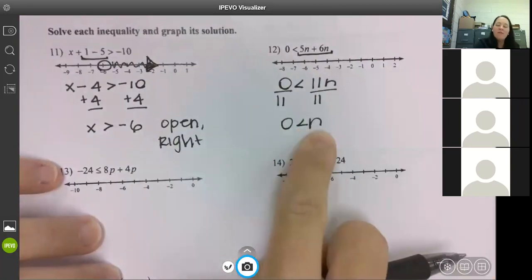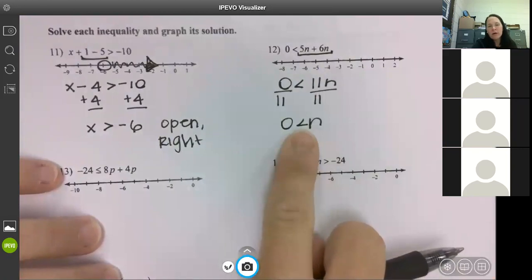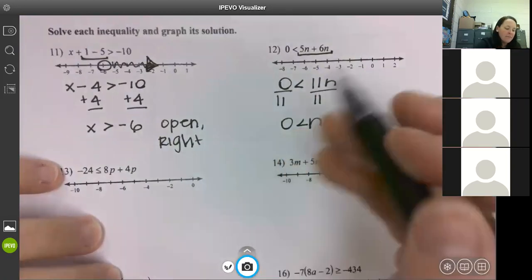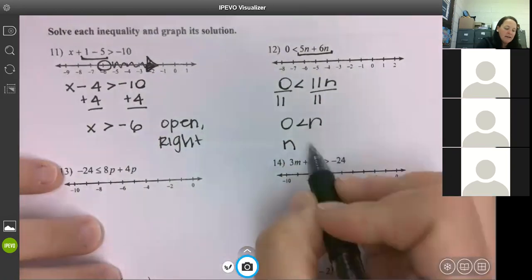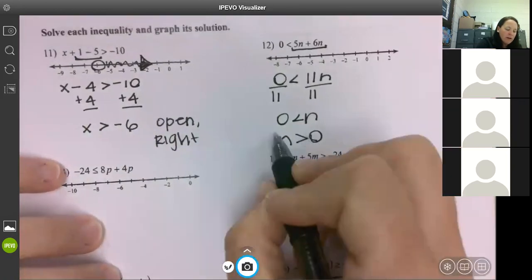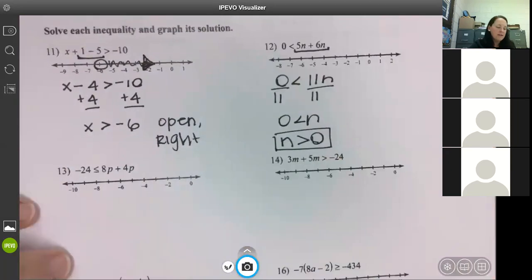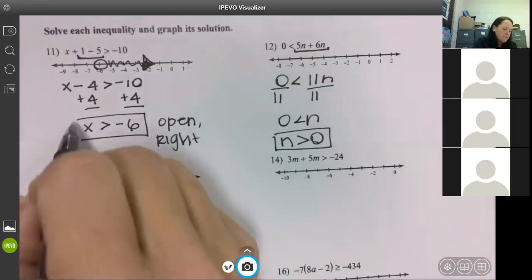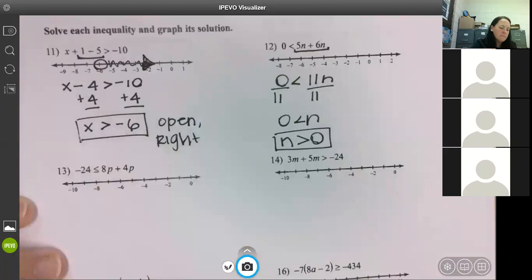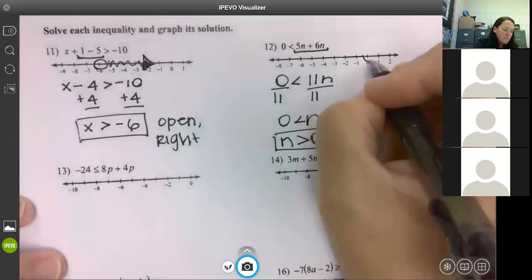Remember, guys, the alligator mouth from when you were younger? It's eating the n. So we're going to keep it that way. So that's your answer. How would I graph this? Find the 0 in this open circle going to the right.